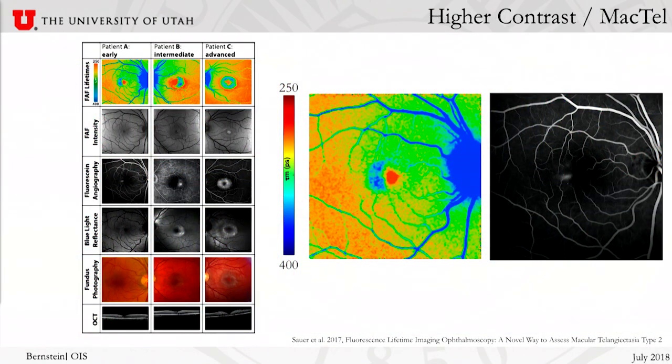For example, in MacTel, macular telangiectasia type 2, it's very difficult for clinicians to make this diagnosis using conventional imaging, and it's often missed. With FLIO, we see a pathognomonic temporal crescent of long fluorescence lifetime decays that initially starts as a temporal crescent, and in more advanced disease forms a circle around the fovea, making it much easier to diagnose, monitor, and pick up subclinical cases.